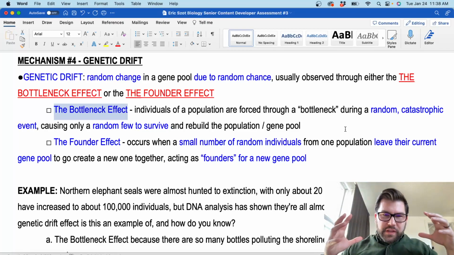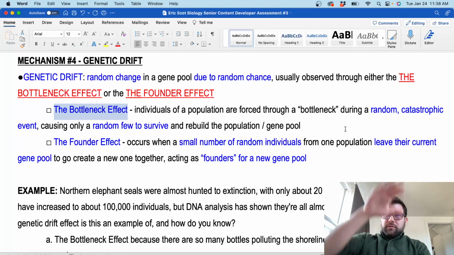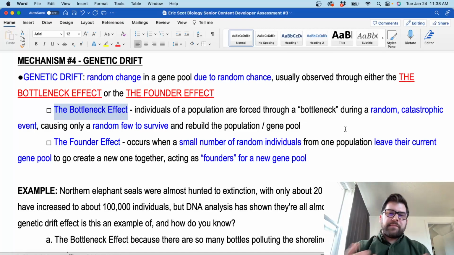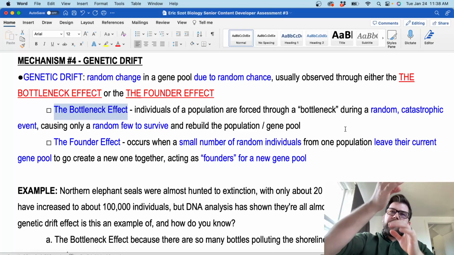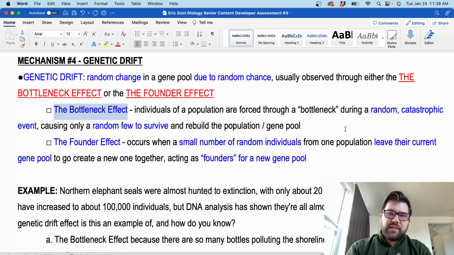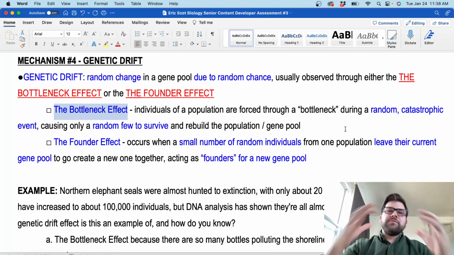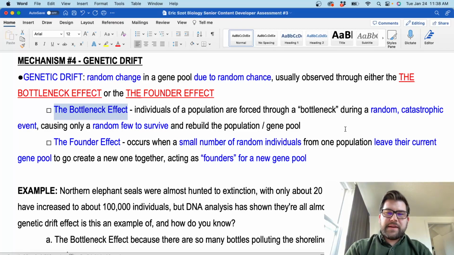So here we need to really visualize a bottle, right? Think of just like a glass bottle with the bottle neck right at the top. Kind of cylindrical bottle, but the neck gets even thinner, working up to the mouth of the bottle. It gets very thin, very small. So what's happening here? What's the random chance event? What's the random change that's happening?